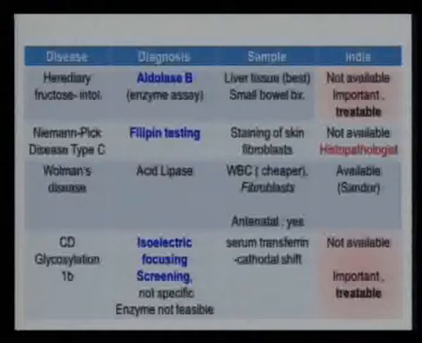Yes. Niemann-Pick disease, Filipin testing, staining of skin fibroblasts, not available. We have to request our histopathologist to develop this. Labs cannot develop it, this is a staining technique. Wolman's disease, acid lipase, WBC is the cheaper one as compared to fibroblasts. And it is available, and the lab in Sandur is doing it. So this can be done.